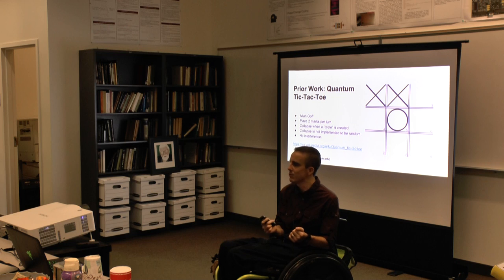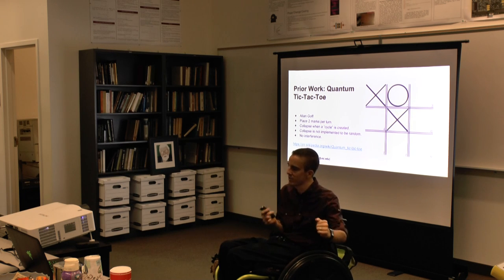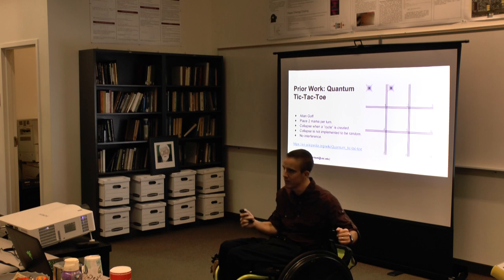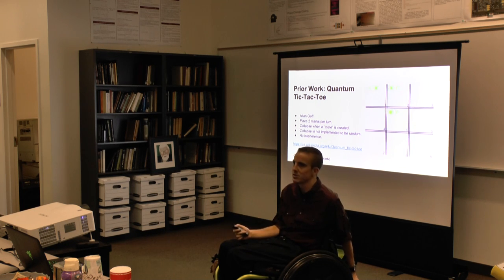a player playing it would get the idea of, okay, this is what superposition is. This is what entanglement means, that these things depend on each other. So if a marker's here, then it can't be over there, and the O can't be at the same place, and stuff like that. But it was missing some things.